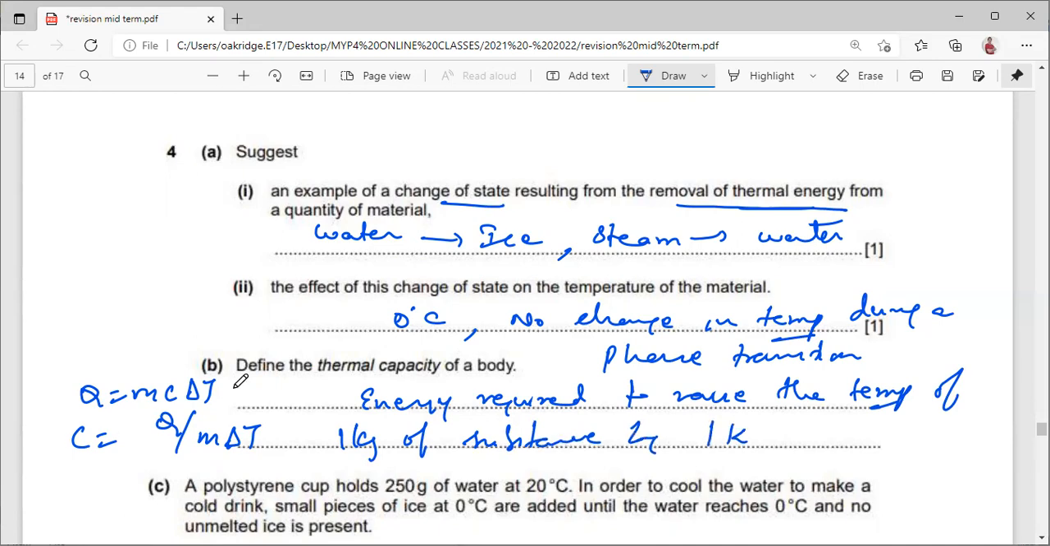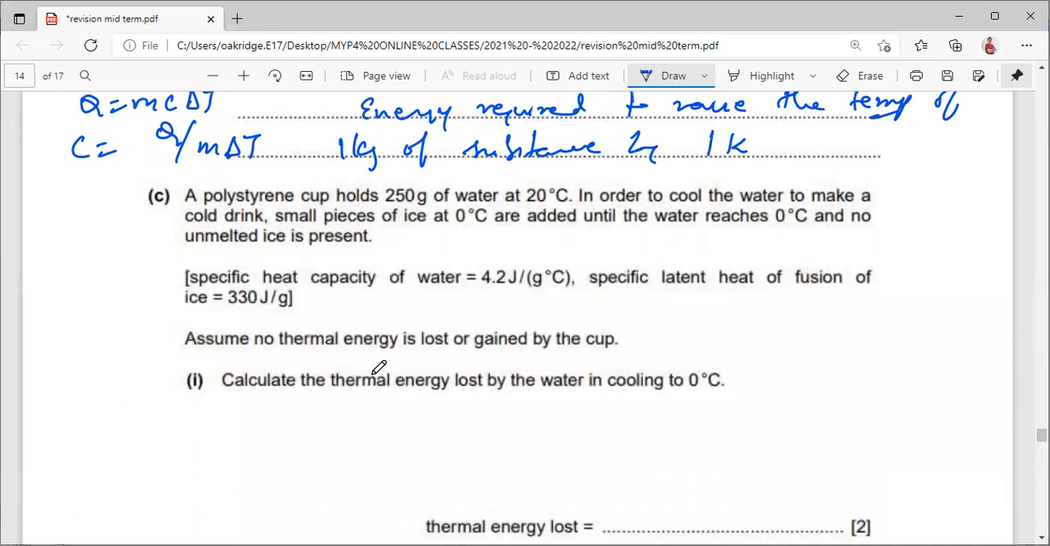Then a polystyrene cup holds 250 grams of water at 20 degrees centigrade. Water means the volume and the mass are one and the same, but anyway, mass is given to you. Initial temperature is given. In order to cool the water to make a cold drink, small pieces of ice at 0 degrees centigrade are added until the water reaches 0 degrees centigrade and no unmelted ice is present. Specific heat, specific latent heat, everything is given, assuming no thermal energy is lost or gained by the cup. Calculate the thermal energy lost by the water in cooling to 0 degrees centigrade.